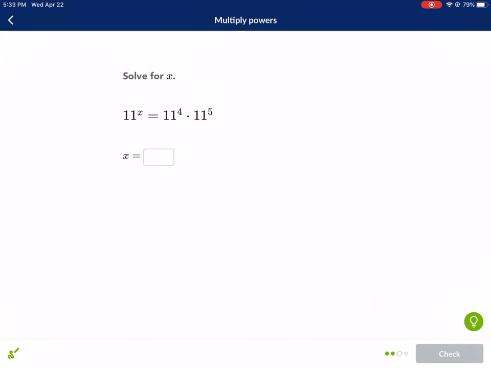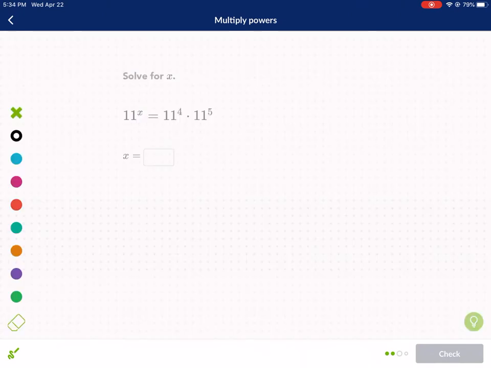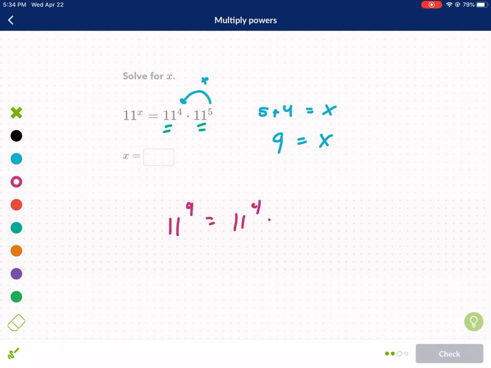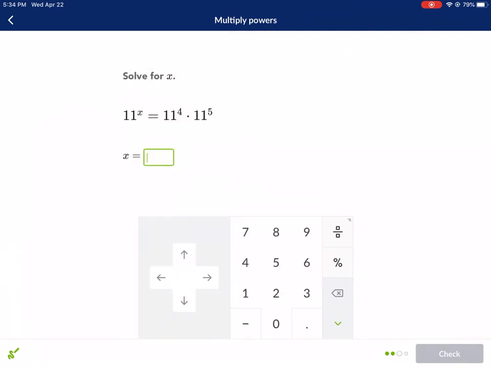Solve for x. Okay, now it's the same thing here, but now we just need to figure out what x is. What does the power become? So we have like bases, so we're going to add exponents. So 5 plus 4 should give us x. So we have 9 equals x. So it should be 11 to the 9th equals 11 to the 4th times 11 to the 5th. Does that look right? Yes, we add the powers. 4 plus 5 equals 9. We're good to go. So we're going to say x equals 9.